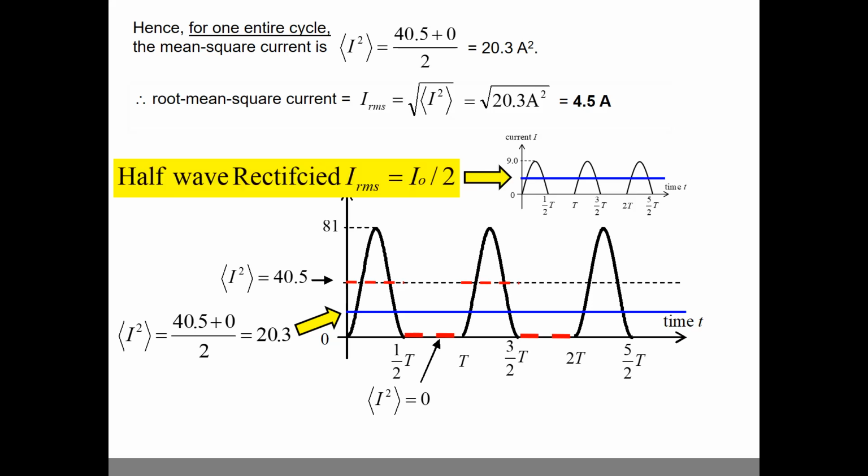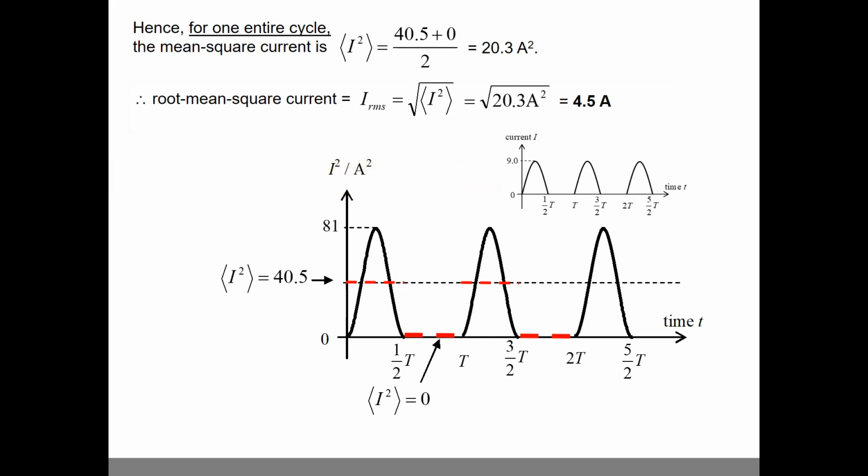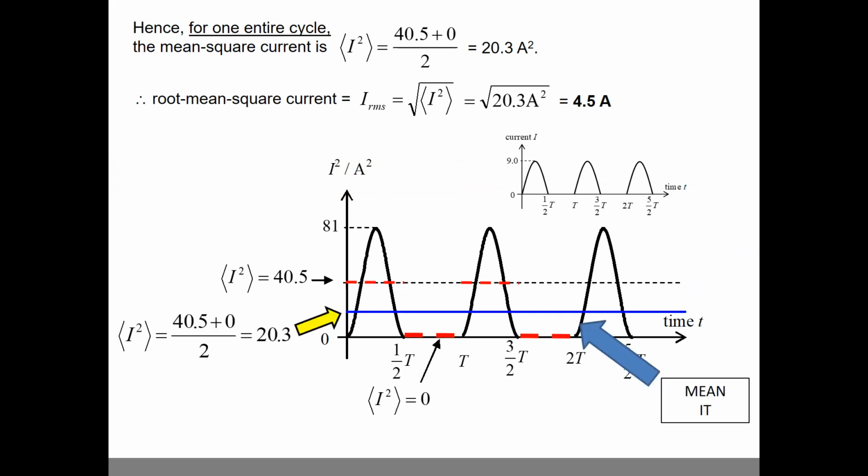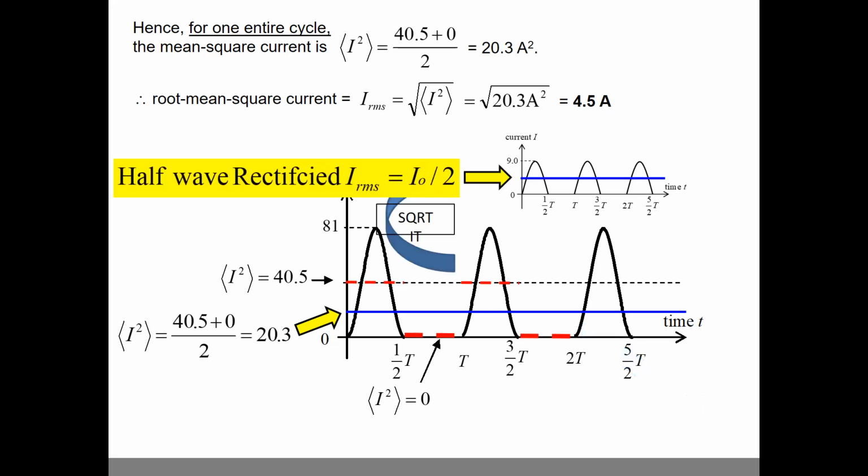So root it back. So square it, take the mean, find it to be 20.3. You root it, you find that it's 4.5. And the amazing thing happens. The maximum value is 9.0. You realize that the root mean square current is actually just half of the maximum value. Interesting? Interesting, huh?